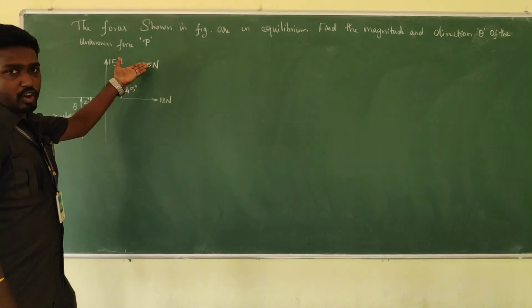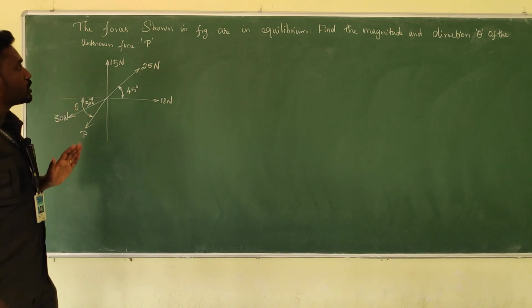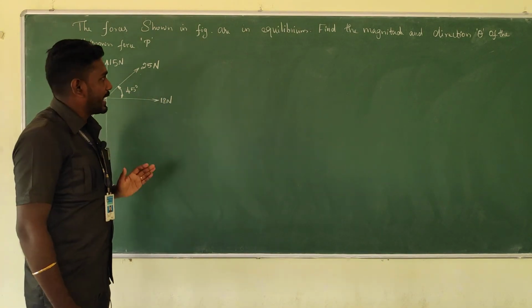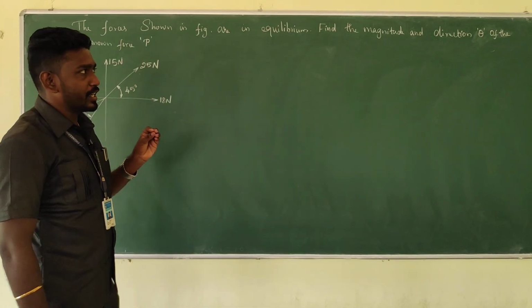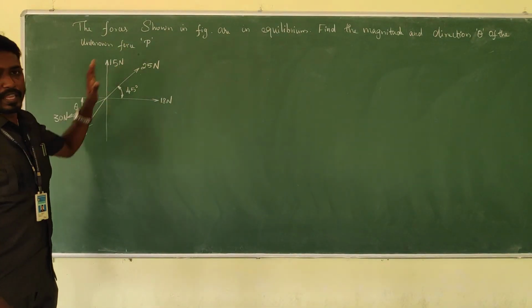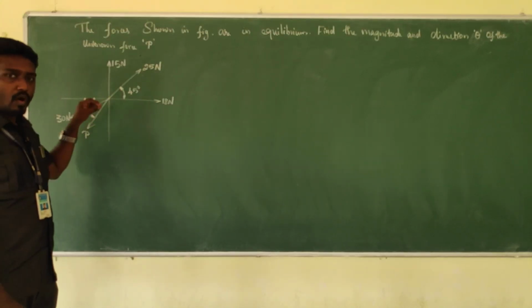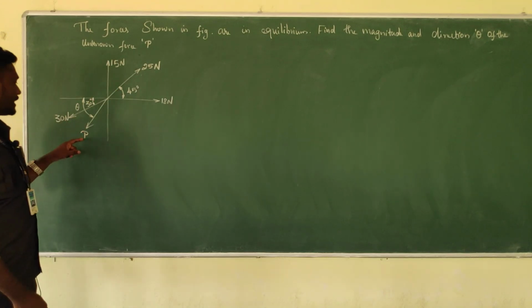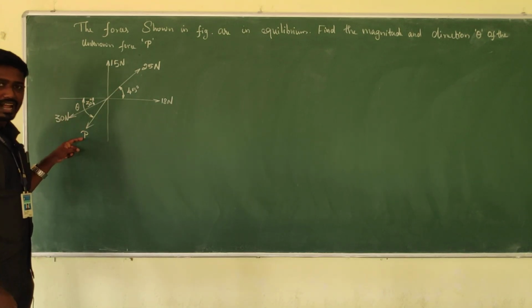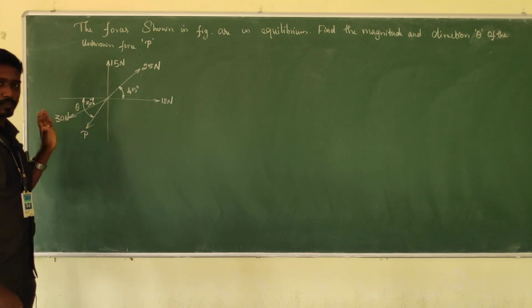Let me read out the question so that you will get what is given. The forces shown in the figure are in equilibrium. Find the magnitude and direction theta of the unknown force P. So this is the given pictorial view of a force system. This is how the force arrangement is, and here one force is unknown, which is mentioned as P, and the inclination theta is unknown.